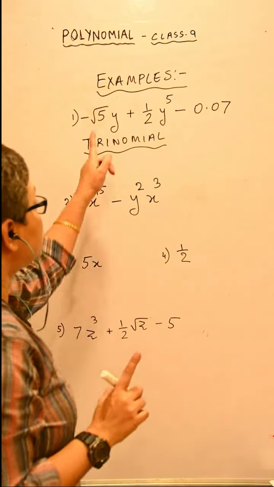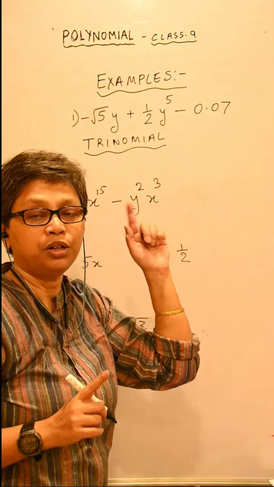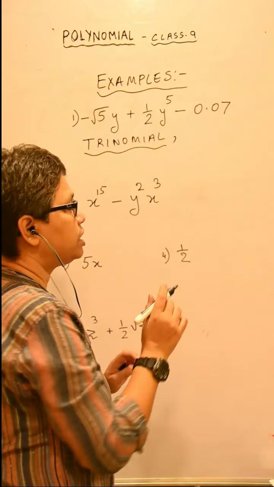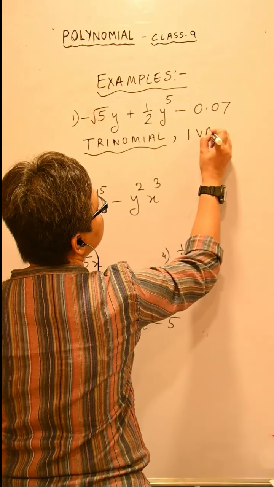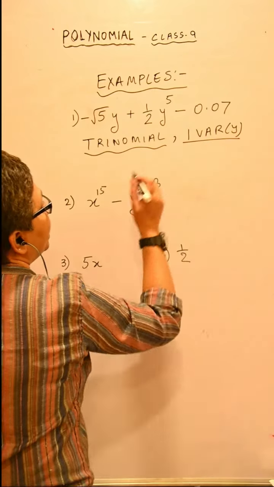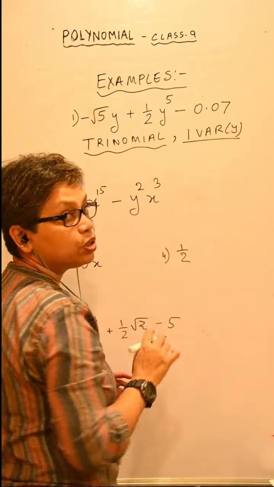The constants, look at the variables. There is only one variable. So we are noting down various things. There is only one variable, which is here y, and this is the constant term without any variable.